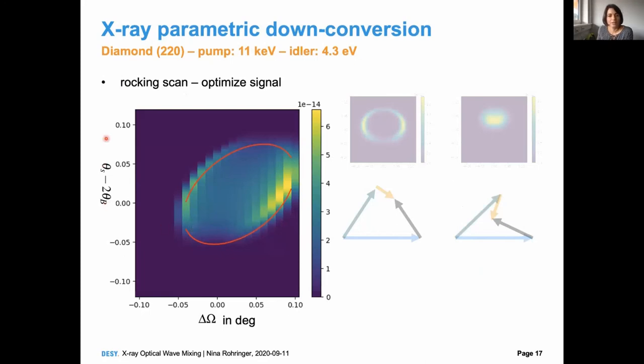Here you now have this deviation of the scattering angle of the scattered photon versus the Bragg angle of the fundamental, and here the sample angle. You see that by choosing the sample angle in certain positions, one really can enhance the signal of the X-ray parametric down conversion. So we can reach conversion efficiencies of roughly 10 to the minus 14, 5 times 10 to the minus 14.